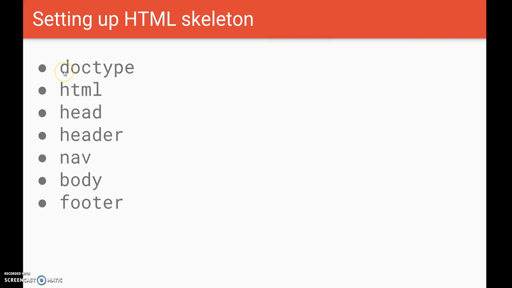So now that we've had a look at the website and how it's structured, we're going to start by setting up our own HTML skeleton. To do that, we're going to look at all of these tags, starting with doctype at the top. Then we have our HTML that covers everything, head where we put our meta tags and our link tags, header which is going to include our nav and that logo, body which is going to include all of those separate sections, and then of course the footer at the bottom.